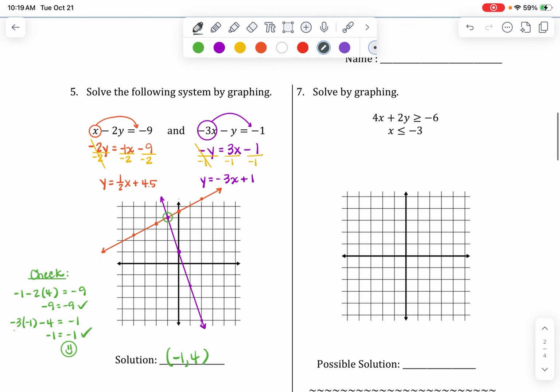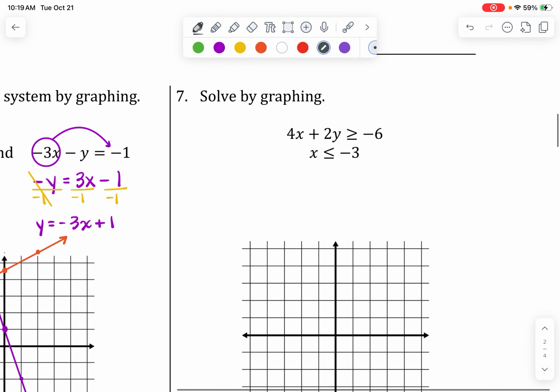All right, let's do one more of those. Here we go. On number 7, notice this one is in standard form. That's no good, so we're going to have to put it in y equals mx plus b form. That means we need to move our x term to the other side. That gives me positive 2y is greater than or equal to negative 4x. Please don't forget you're subtracting that 4x to the other side, so it has to change sign.